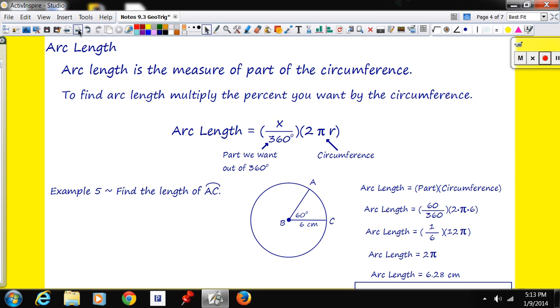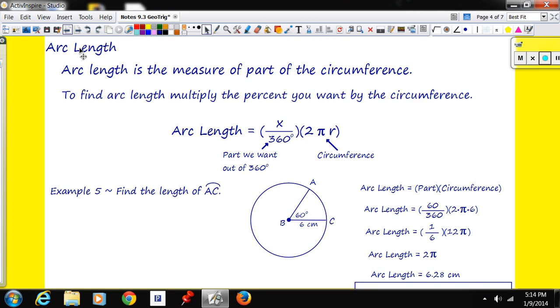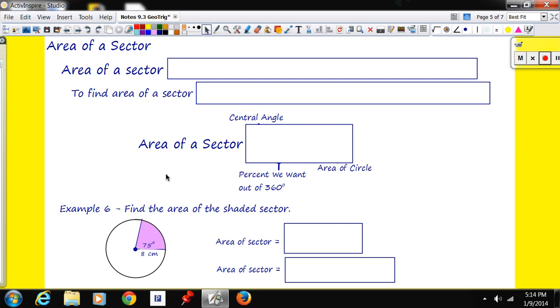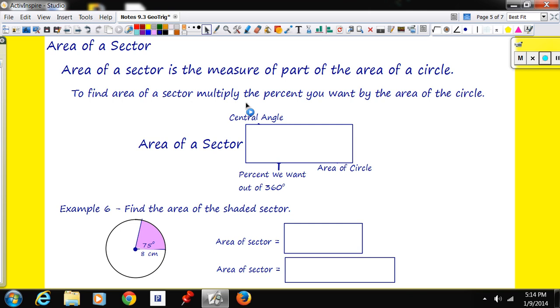And one last slide for notes is going to be called area of a sector. Now, similar to arc length, the length of an arc is part of the circumference. In this case, the area of the sector is just part of the area. Not the whole area, not what fills in the whole circle, just what fills in part of the circle. So area of a sector is the measure of part of the area of the circle. To find the area of a sector, you just multiply the percent that you want by the area of the sector. It's the exact same formula.